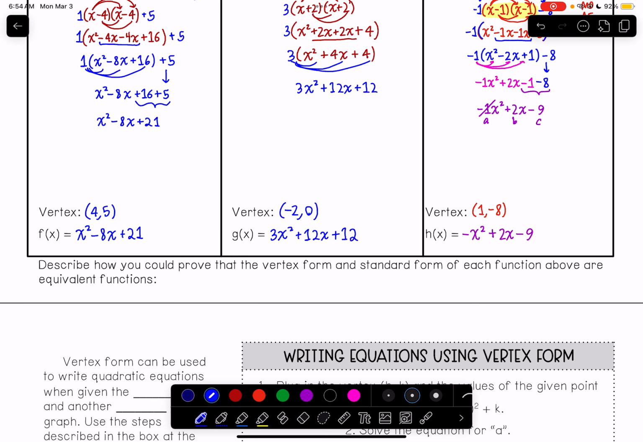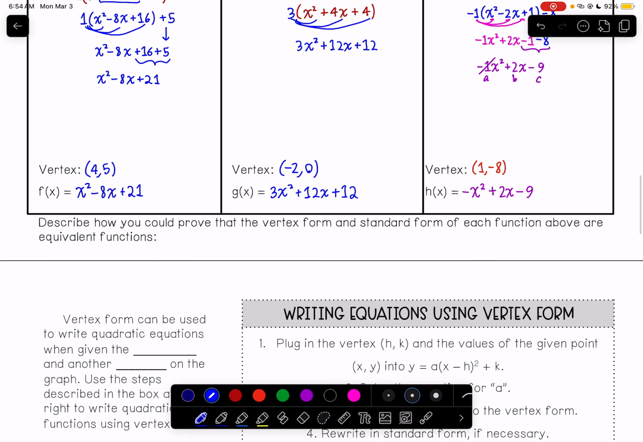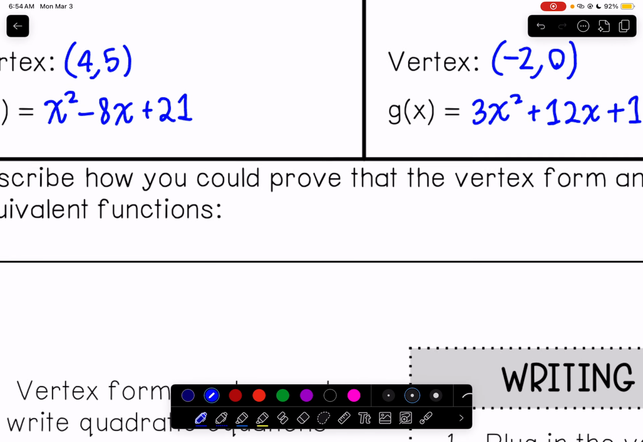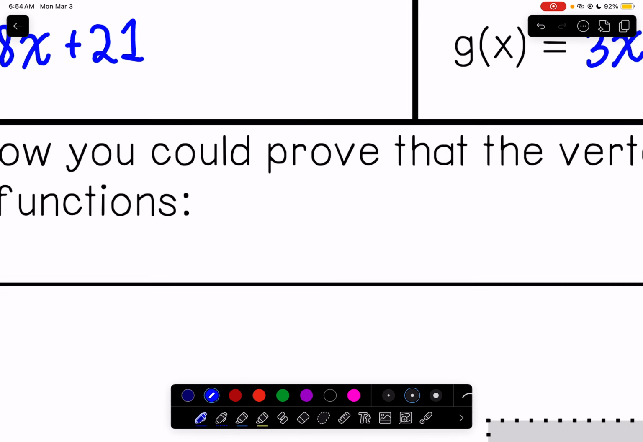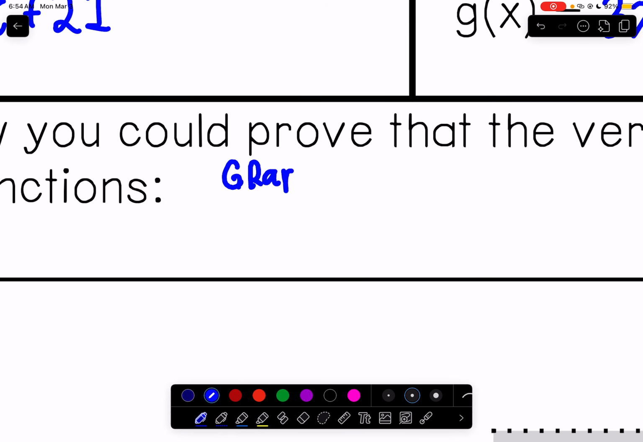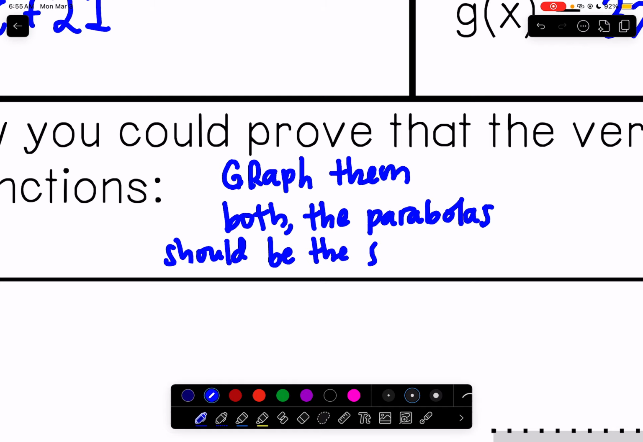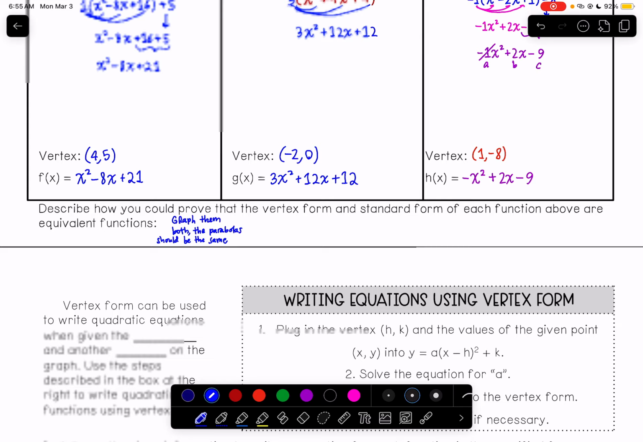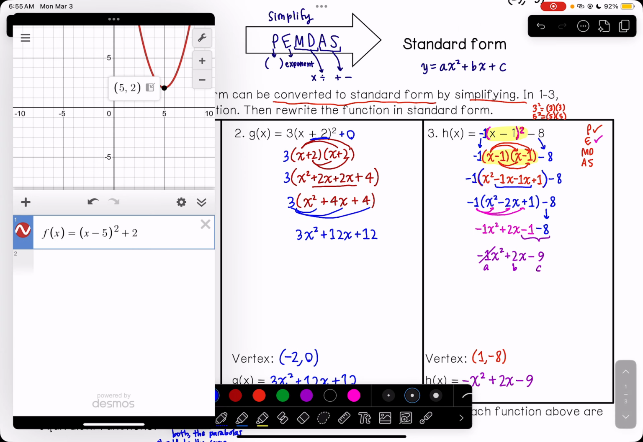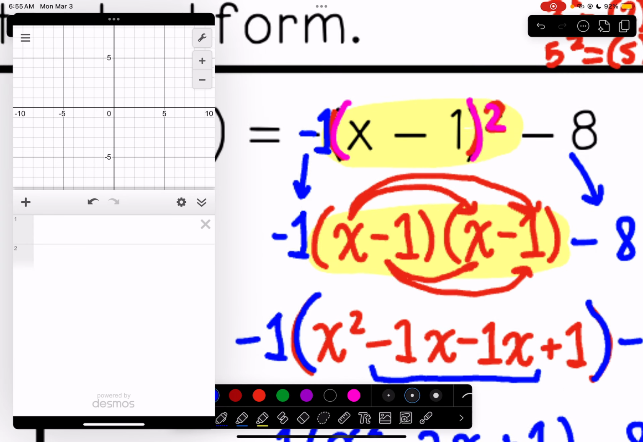Okay, and we can prove that the vertex form and standard form of each function above are equivalent functions 2 main ways. The first way, graph them both. They should, or I should say, let me be specific, the parabolas should be the same. So I'll show you what that means, like a number 3. So I can write the h of x, but I don't need to. I'm going to be lazy.